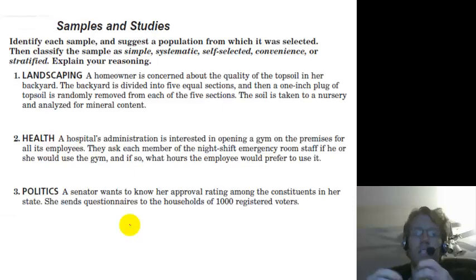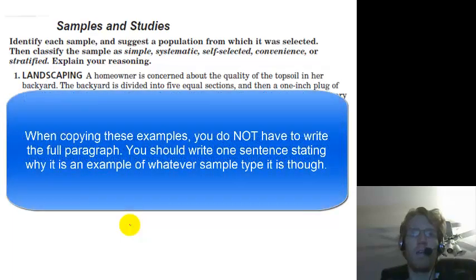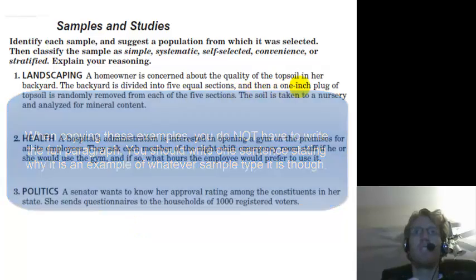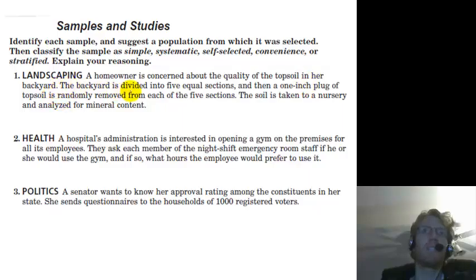Okay, so now we do a couple of sample problems and then we'll be finished with this one. Identify the sample, suggest a population from which it was selected, and tell us how it was selected, what type it is. Number 1, a homeowner is concerned about the quality of the topsoil in her backyard. The backyard is divided into 5 equal sections, and then a 1-inch plug of topsoil is randomly removed from each section. Because we divide it into sections and then take a random piece from each section, that's called stratified. That's where you divide it up and then make sure you get a random piece from each one.